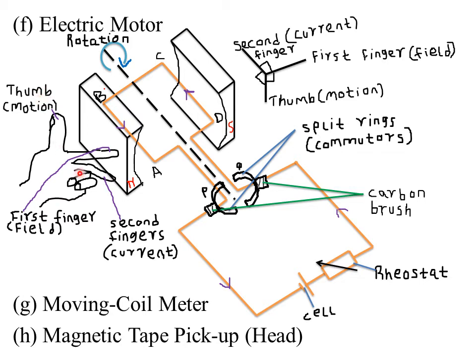As we can see, the first finger is pointing from the north pole towards the south pole, that is in the direction of the field. The second finger is pointing downwards, that is in the direction of the current. Then automatically the thumb is pointing upwards. That gives you a clue that the side AB of the wire will be pushed upwards, or it will move in the upward direction. That is according to Fleming's left hand rule. So the side AB will be moving upwards.